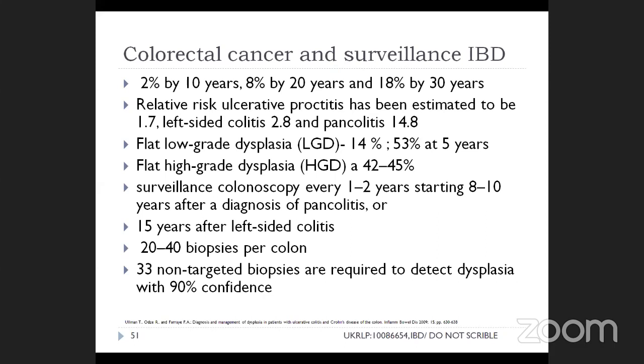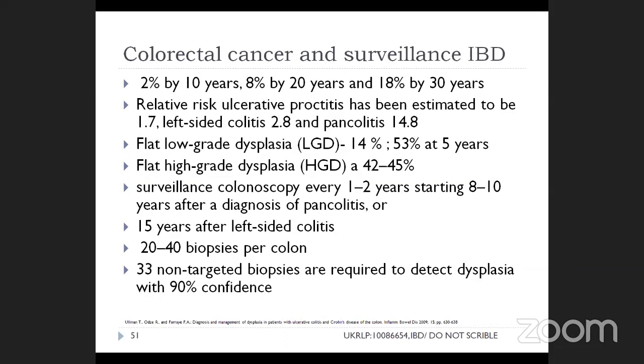Everyone knows that with inflammatory bowel disease, with ulcerative colitis, there is a chance of colorectal cancer. How much is the chance of colorectal cancer in ulcerative colitis? When a patient has chronic ulcerative colitis, there is a 2% chance of colorectal cancer in 10 years, 8% in 20 years, and 18% in 30 years.